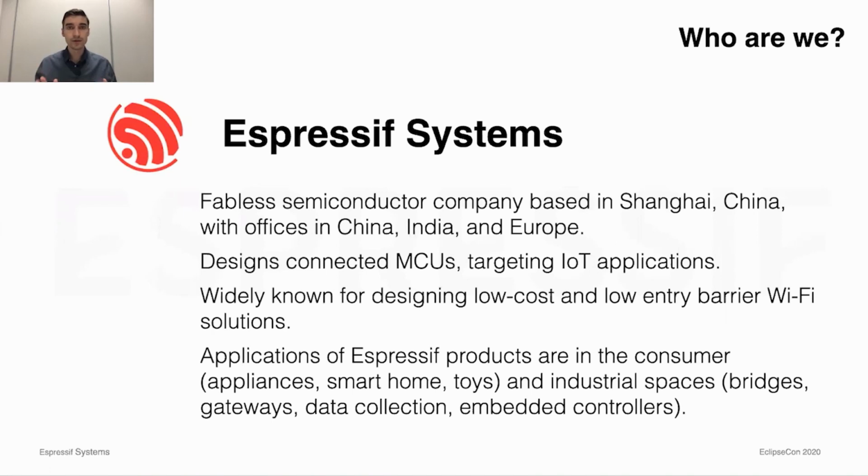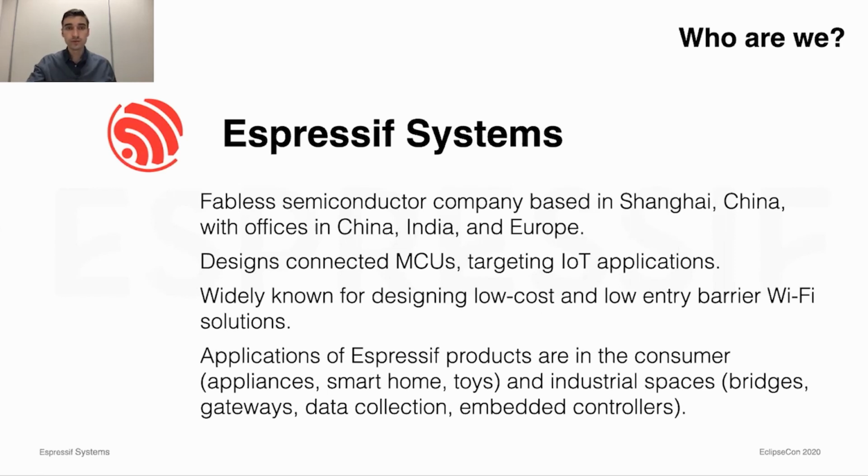All right, let's start with the introduction. Espressif is most well known for the ESP8266 and ESP32 Wi-Fi enabled microcontrollers, which offer a very accessible way to start an IoT project. These chips are used in consumer devices such as smart home devices and appliances, and some industrial applications, for example, in data collection, gateways, and so on. Espressif itself is based in Shanghai and has offices in China, India, and in Europe, in the Czech Republic, with employees working remotely from 7 other countries as well.